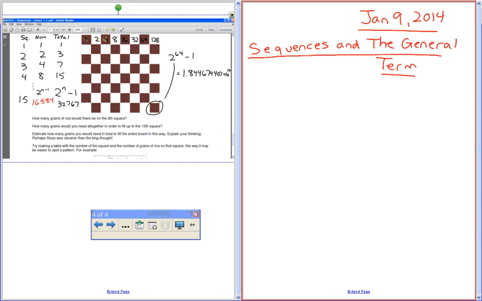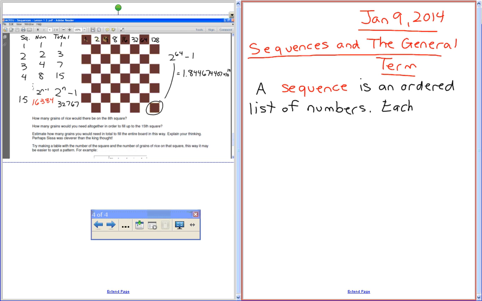So we're going to start with sequences. A sequence is an ordered list of numbers. Each number is called a term. And this is what a lot of higher level math is, defining patterns.